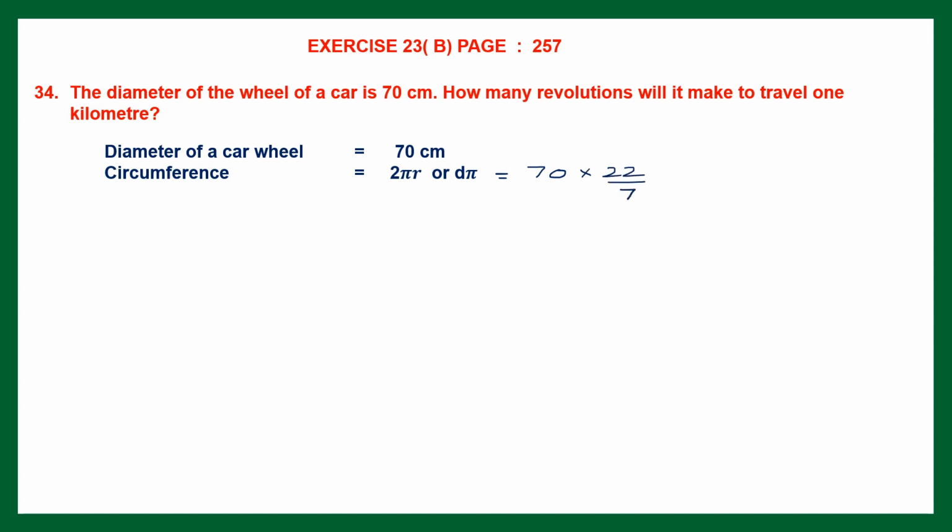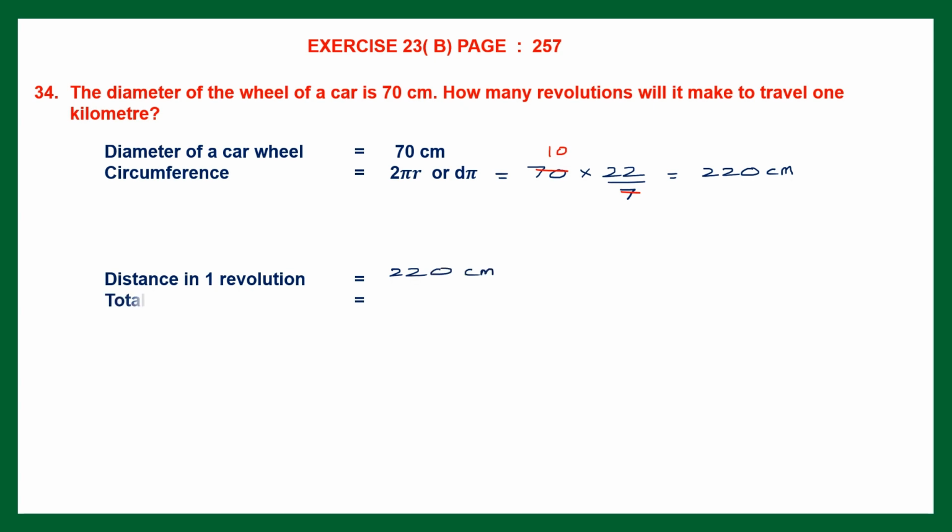Now let's cancel what we can. I can cancel 7 and 70. 7 tens are 70. Now let's multiply 22 into 10 and that is 220 centimeters. So now we have the circumference of the wheel of the car. Now the distance in one revolution is what we just found out, that is 220 centimeters.